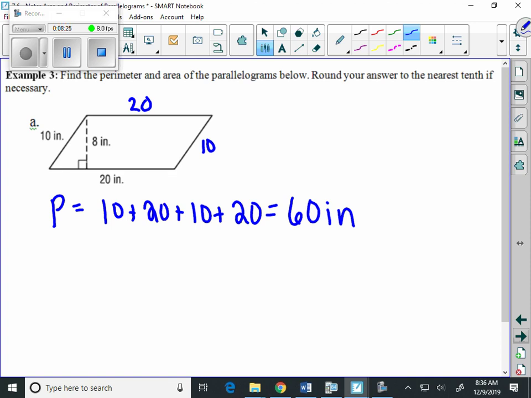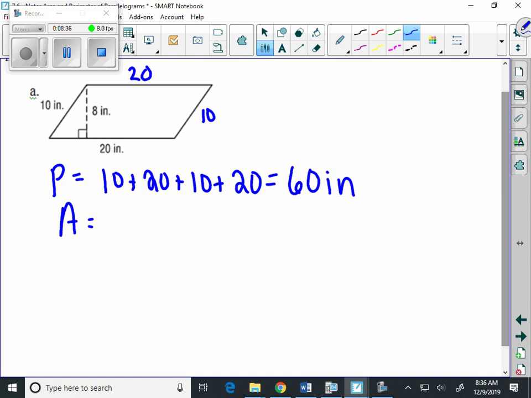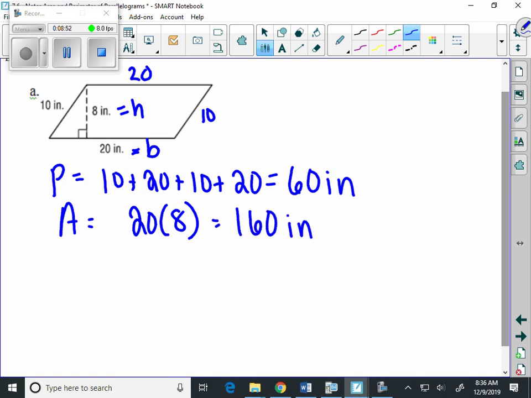Again, type it into decimals, type it into your calculator if you need to. To find the area, well, the formula for area is base times height. Our height in this problem is 8. So our base here is 20. This is going to be 20 times 8, and 20 times 8 is 160. Remember, area is measured in square units. If you need to, type that into your calculator. Type it into decimals, whichever works for you.